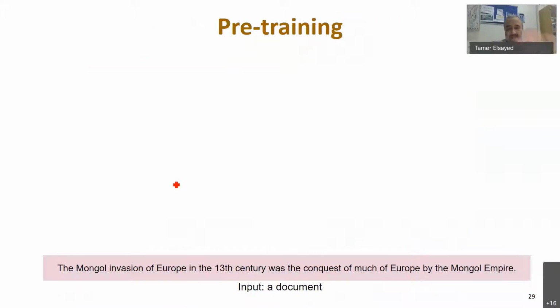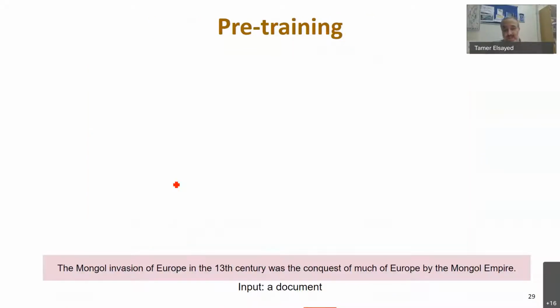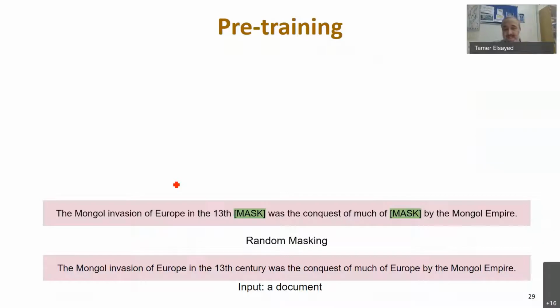So this is again one example from the pre-training, but with more masks. Let's say that we have this sentence. Of course, we can train on millions of sentences. If we have lots of text documents, we chunk them into sentences, and with every sentence we do something like this. So let's say that this is the sentence. I will mask some of the words. So I masked here the word century.